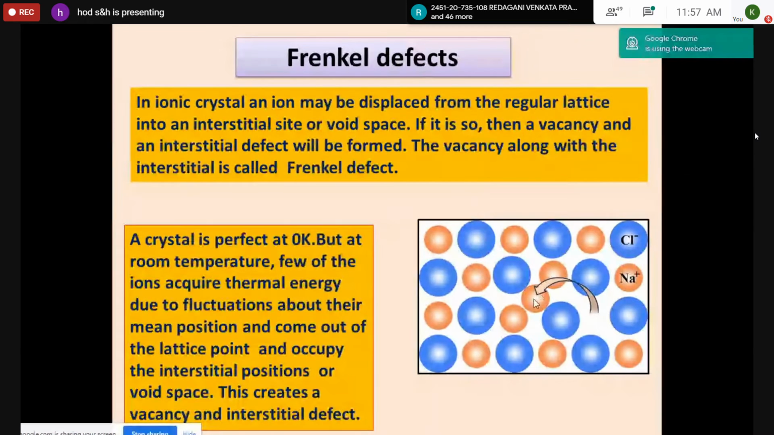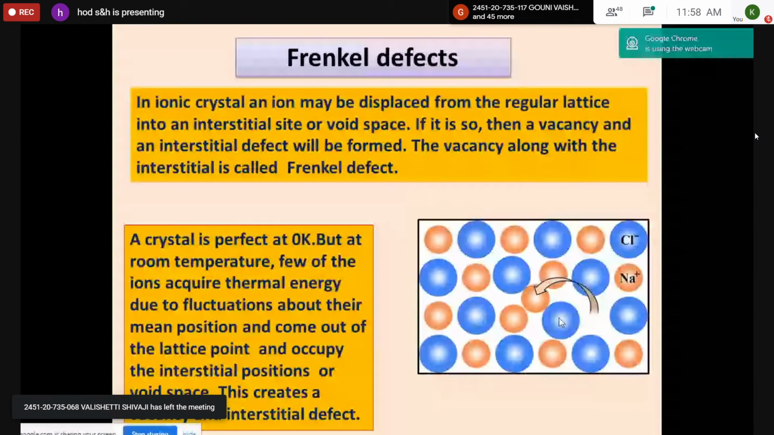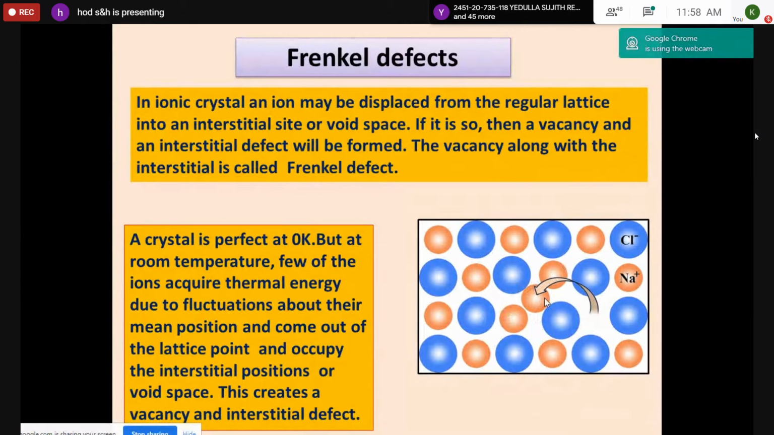It is occupying an irregular site, creating certain disorderliness, and these are called Frenkel defects. Here, overall electrical neutrality will be maintained because it is not leaving the lattice plane. It is not moving to the surface. So either a cation or an anion will be leaving its regular site and going to an irregular position or a void space, creating certain disorderliness, and these ionic interstitials are called Frenkel defects. Now you have to calculate the equilibrium concentration of Frenkel defects. Please note down this, take this diagram.